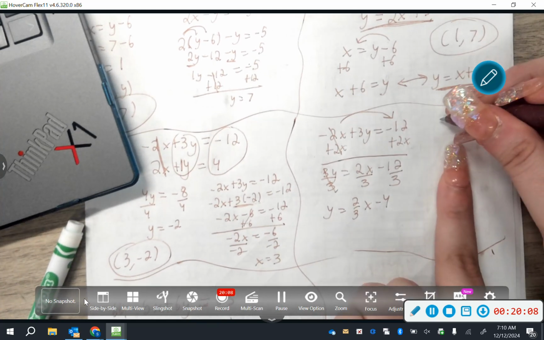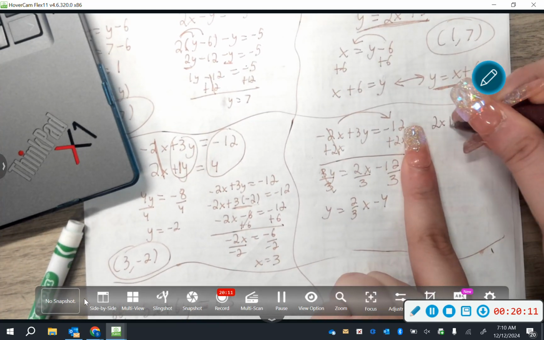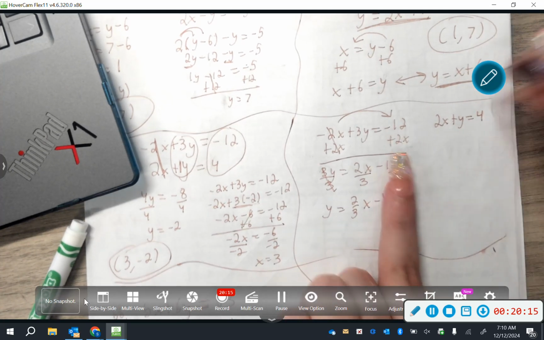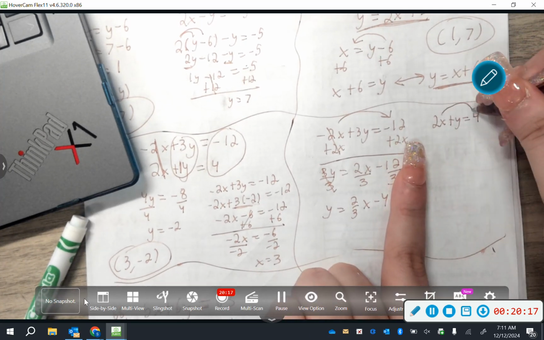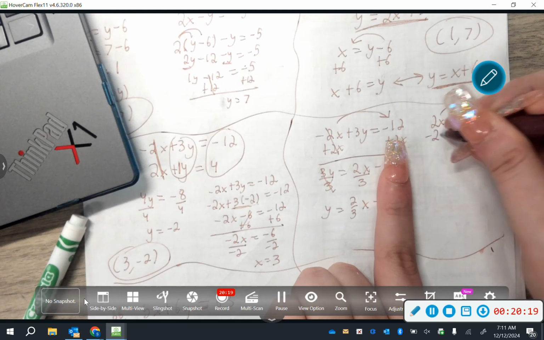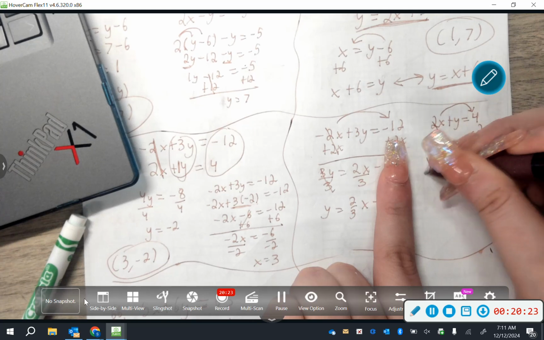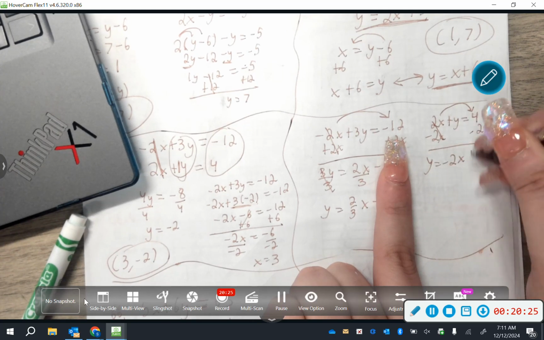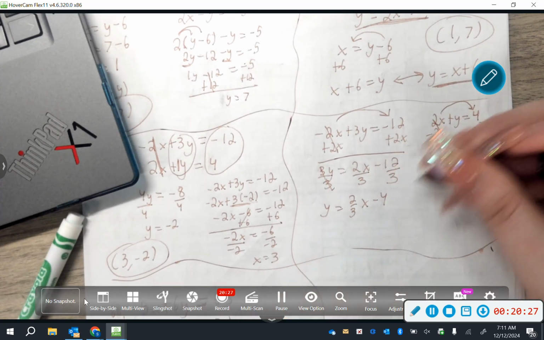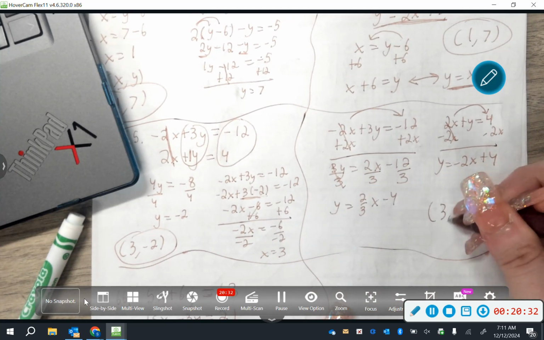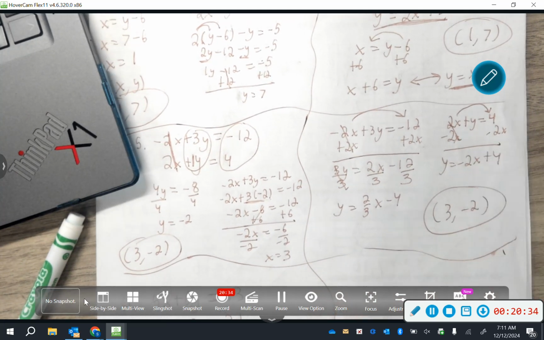For the other one, we have 2x plus y equals 4. If I want to get the y by itself, the opposite of a positive 2x is negative 2x to both sides. So y equals negative 2x plus 4. If I plug these two in, assuming I solve this one correctly, it should still get me 3, negative 2.